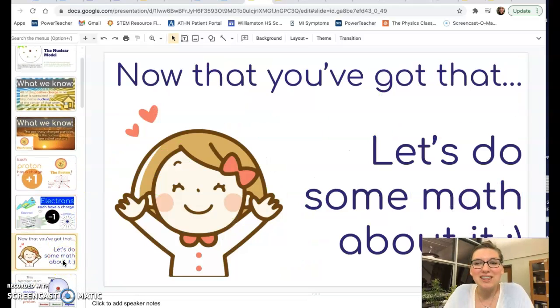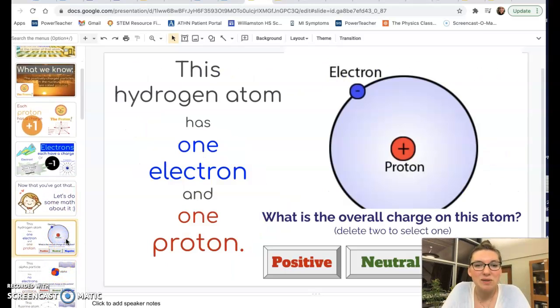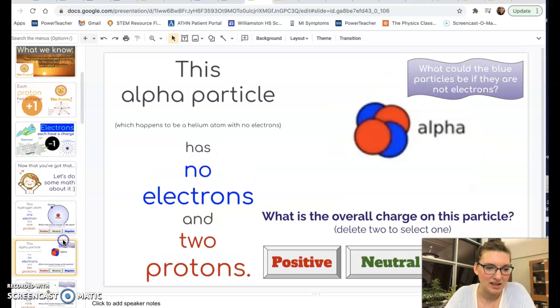So now that you've got that, let's do some math about it. This hydrogen atom has one electron and one proton. So that's going to balance each other out. They are going to be neutral. This alpha particle, which is what Rutherford shot through the gold foil in the last experiment, which is also a helium atom with no electrons, has no electrons and 2 protons. So protons are positive, so it's going to have a +2 charge.